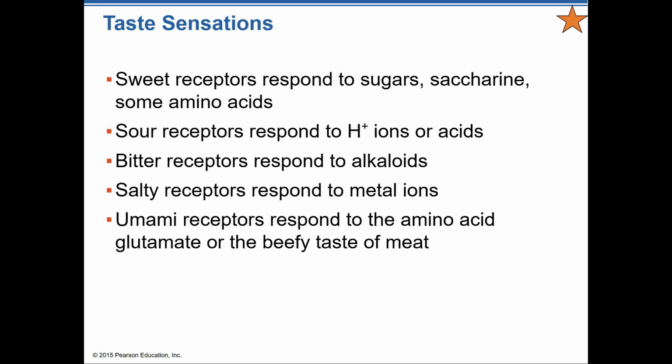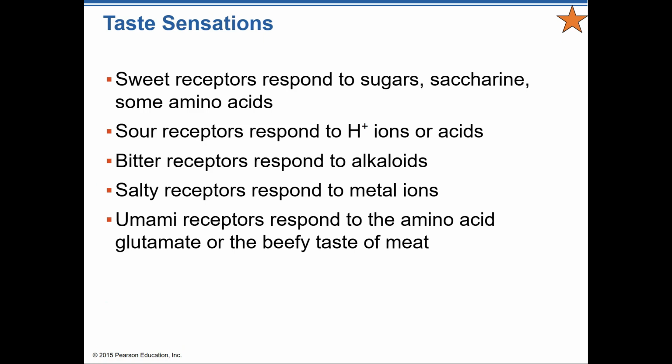We have 5 taste sensations I want you to know. And I want you to know which chemicals or molecules are going to give us each of these. So sweet receptors are going to respond to sugars. That makes sense. So saccharides, monosaccharides, disaccharides, all that kind of thing, as well as some amino acids that will taste sweet because they have the same chemical shape as a sugar. Sour receptors are going to respond to acids. And we know acids are heavy with hydrogen ions. They are hydrogen ion donors from chemistry class. So that makes sense that it's hydrogen ions or acids.